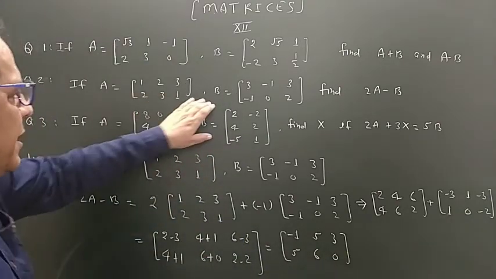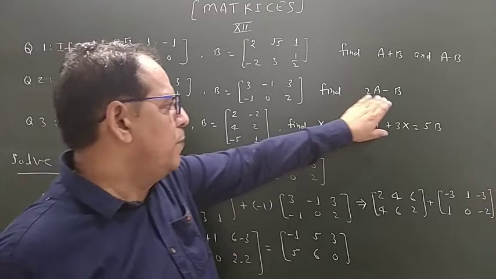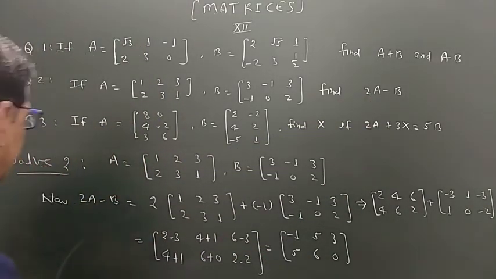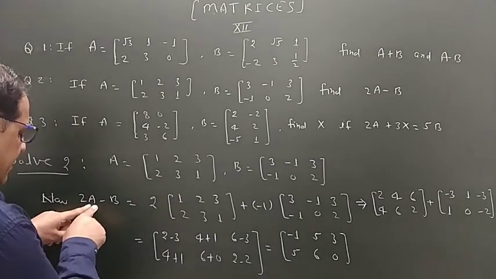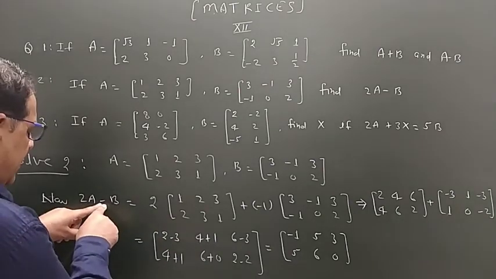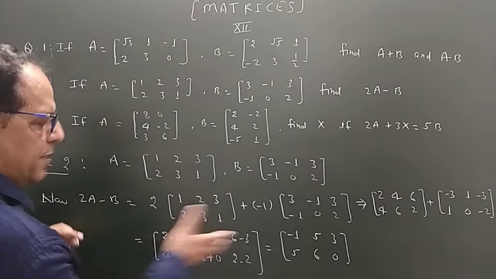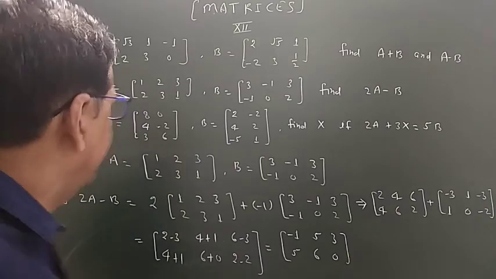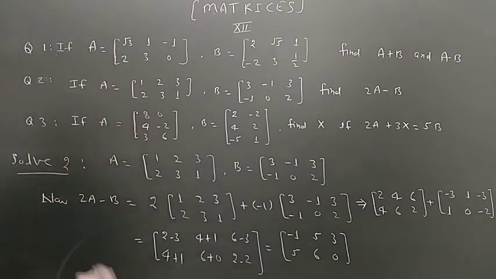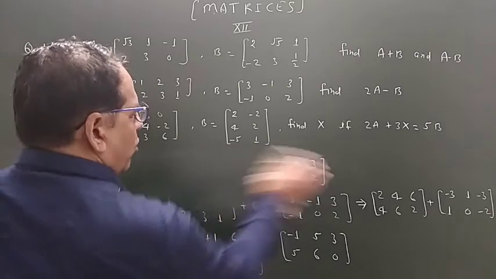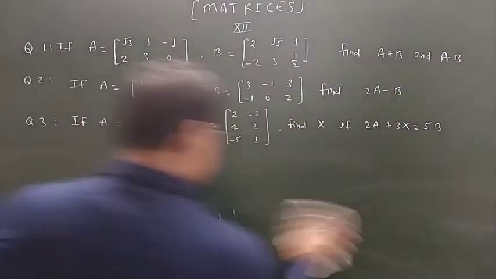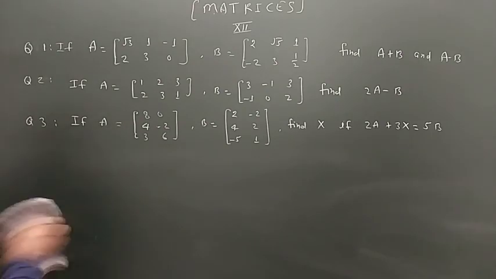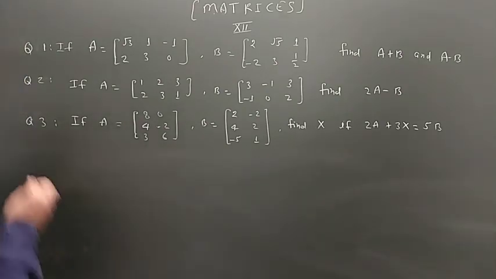When A and B are given, the value of 2A minus B is given by this matrix. First, 2A means multiply matrix A by 2, minus B means multiply matrix B by minus 1, and after that we can add the matrices and we get the required answer. And now question number 3.